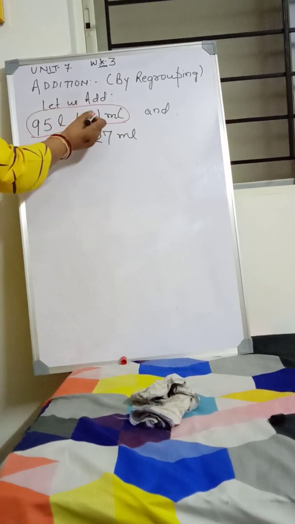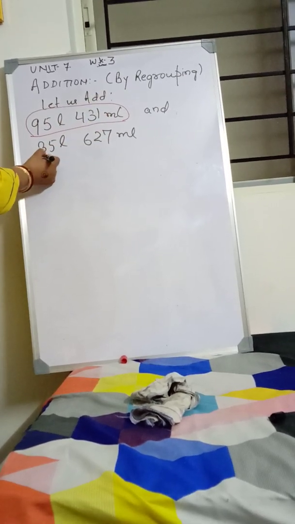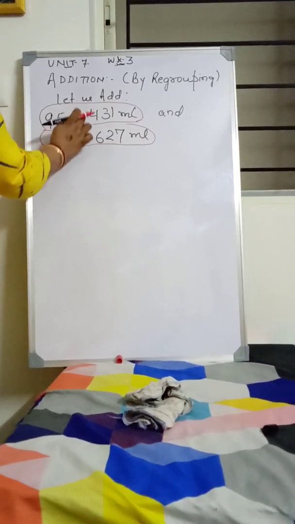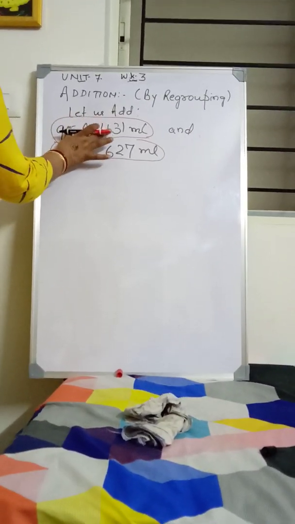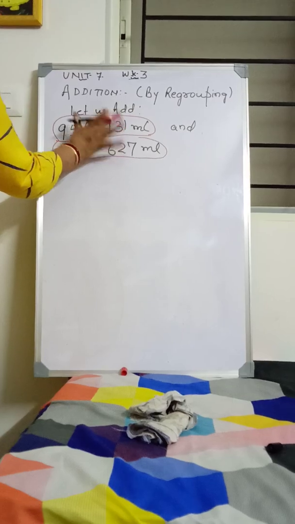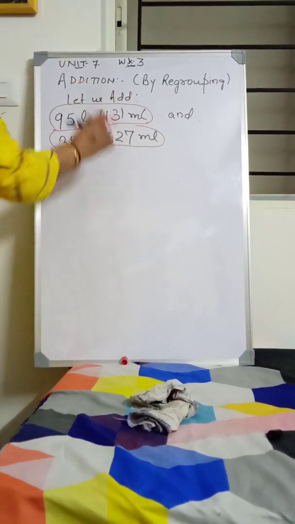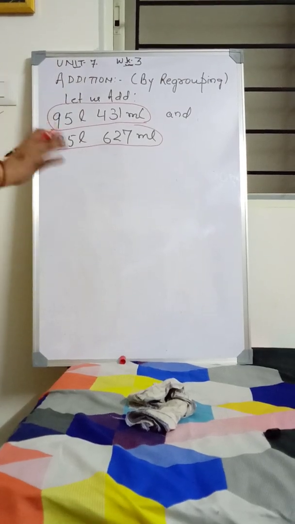95 liter 431 milliliter, and the second one is 35 liter and 627 milliliter. These two are separate numbers. 95 liter 431 milliliter is a unit, and 35 liter 627 milliliter is a unit. Now let us do addition.